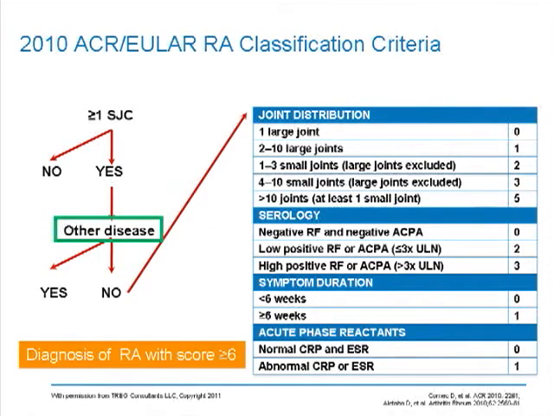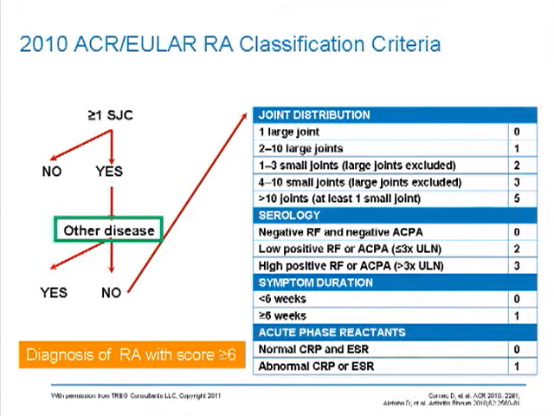First, let me review the 2010 ACR EULAR RA classification criteria. In order to be diagnosed with rheumatoid arthritis, the patient has to have at least one swollen joint. If they do, it cannot be explained by another rheumatic disease. If it can't, then there's a scoring system which is set up which will hopefully determine whether or not the patient has RA. And what we're looking for here is a score of at least 6.